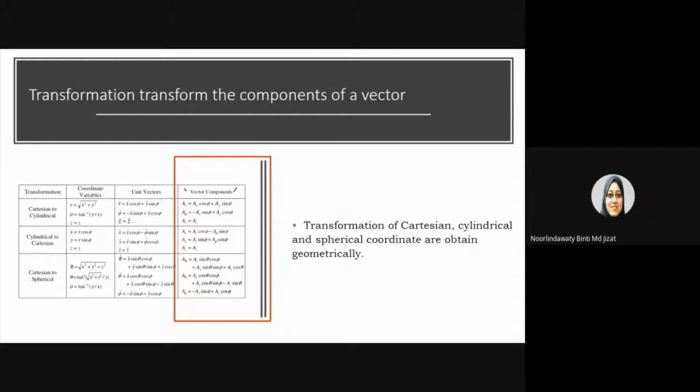You can use this formula. For example, if you want to find the cylindrical component vector, you need to have the cylindrical in R, phi, and Z. So you will analyze based on this vector. This one will have the value for R direction, phi direction, and Z direction. So this one will be analyzed based on the vector transformation.